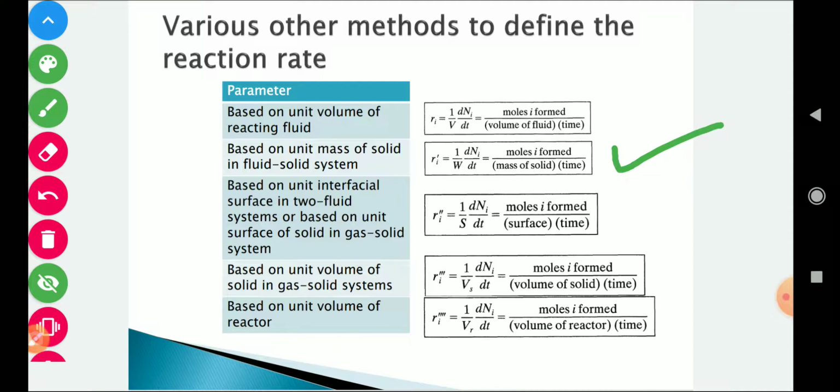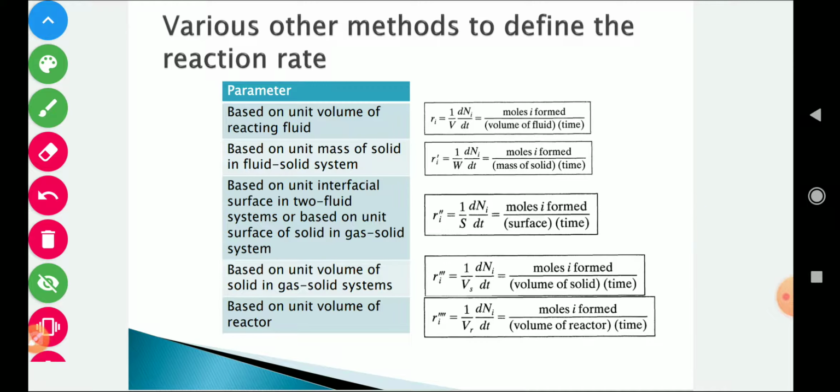And if there are heterogeneous reactions where two different phases are present, then we can also define reaction rate in terms of surface area or contacting area between two phases. In that case, the rate of reaction will be equal to mole of I formed per unit surface area per unit time, and its unit will be mole per meter square per second.